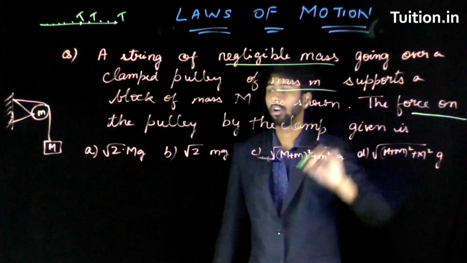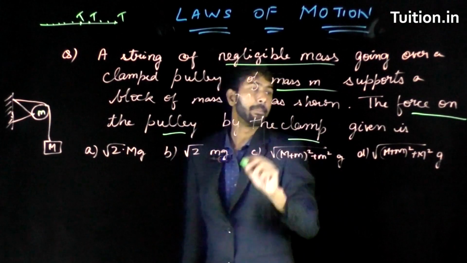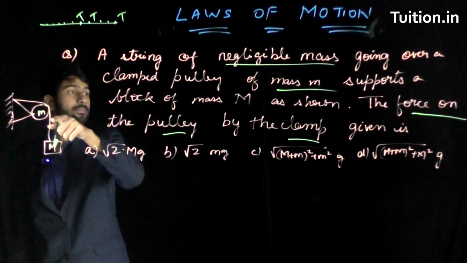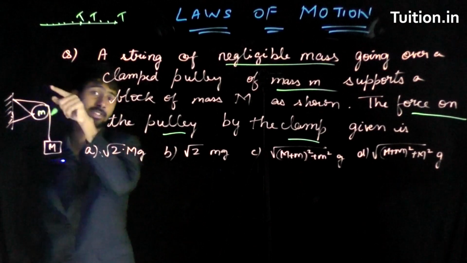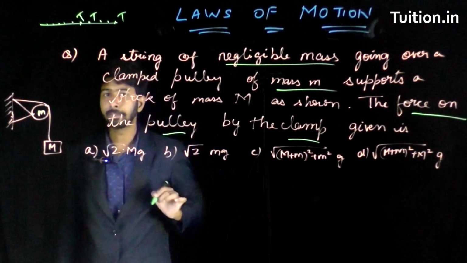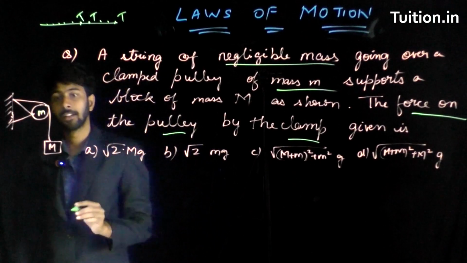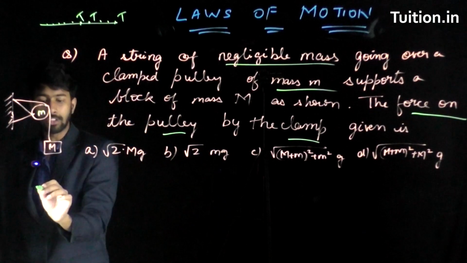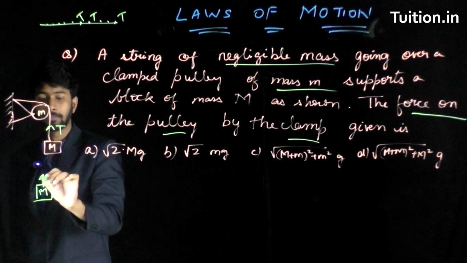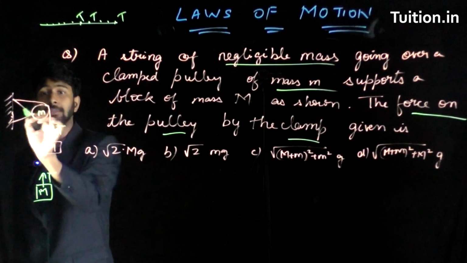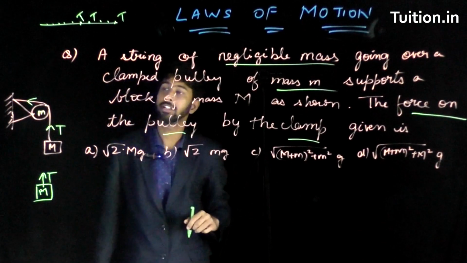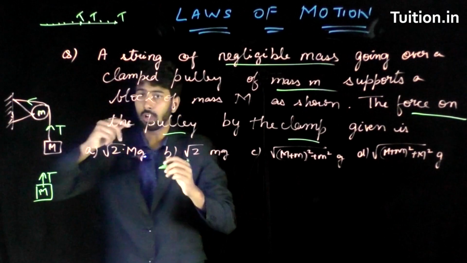Now the force on the pulley by the clamp is given by. The clamp is applying some force on the pulley, and that is what we need to find out. It's actually a very simple problem. When you draw the free body diagram for the mass, first of all, it's at rest. There is a tension acting on this, and this is the same tension which will act in this direction on the pulley also.